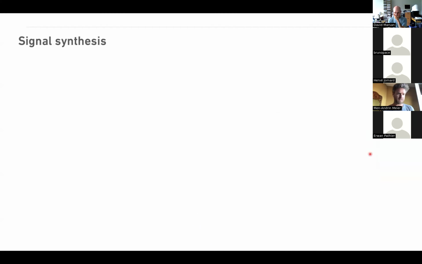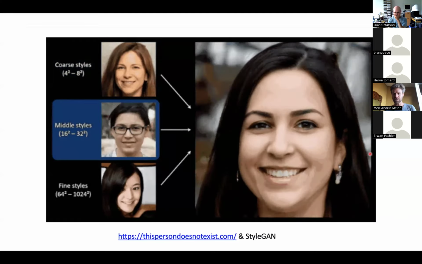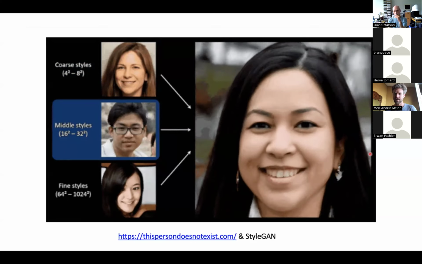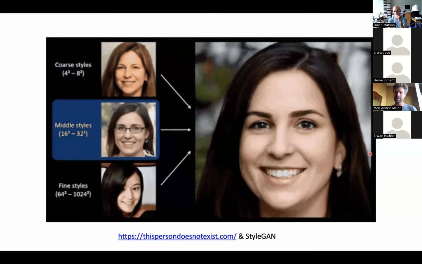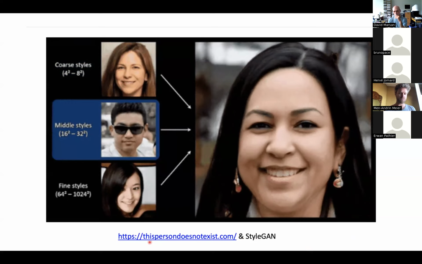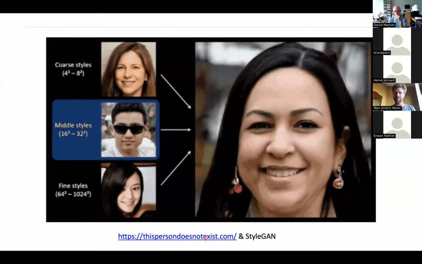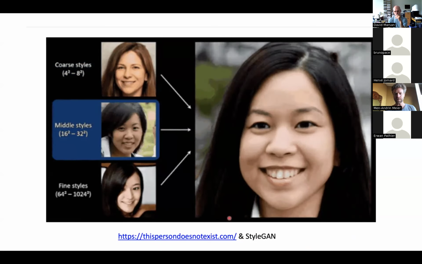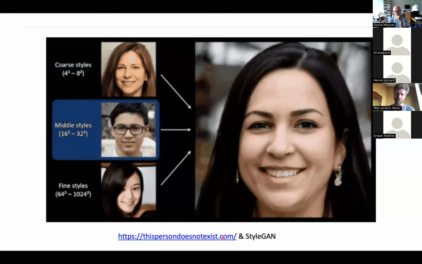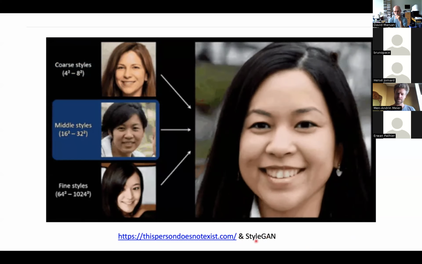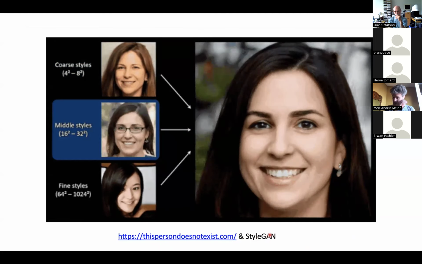Another really interesting thing that is also becoming more and more relevant is signal synthesis. So with generative models, we can produce synthetic images. So this is from a webpage. You can try it out: thispersondoesnotexist.com. Every time you click it, you get a portrait image of some person that is completely made up. And they not always, but often look very realistic. This is based on an algorithm called StyleGAN.